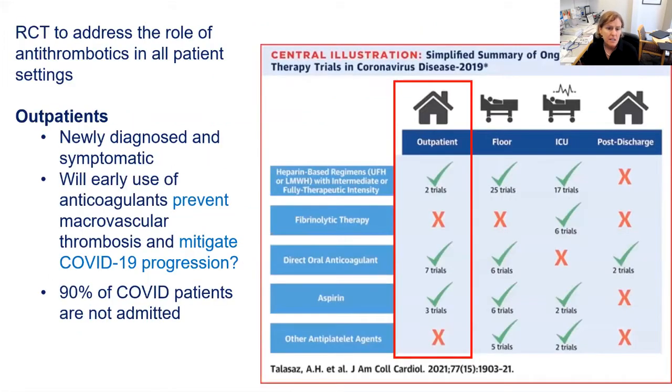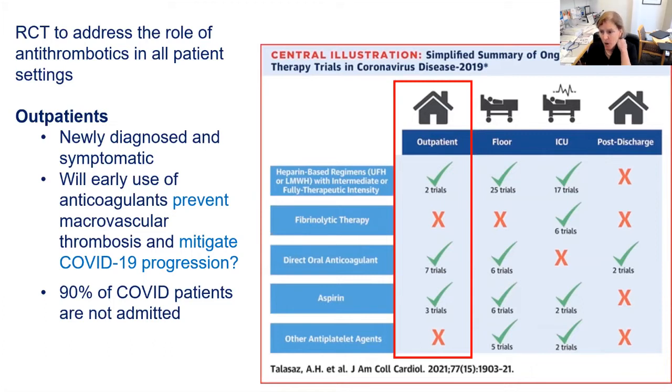So based on these thrombotic findings and the recognition that this was a hypercoagulable state, multiple randomized controlled trials were launched and developed to address antithrombotics across all the patient spectrums. I'm going to focus on a few outpatient trials in those that are newly diagnosed and symptomatic, with the fundamental question that we all asked, and that is, will early use of anticoagulants prevent macrovascular thrombosis and, most importantly, mitigate COVID-19 progression by decreasing microvascular thrombosis?